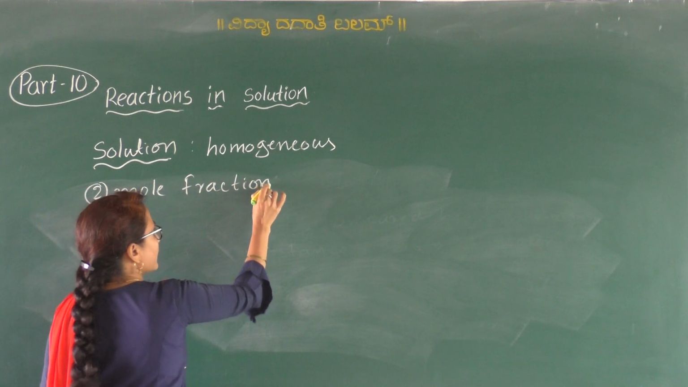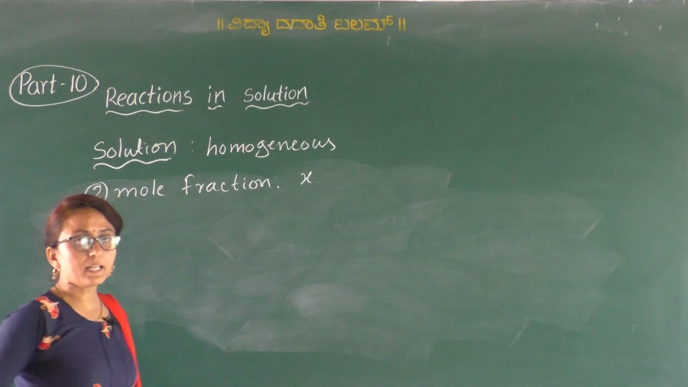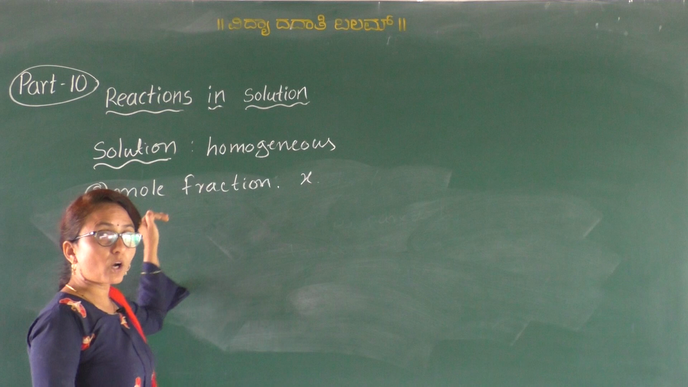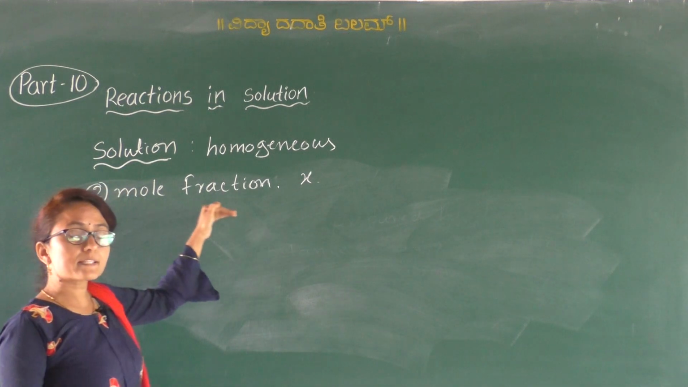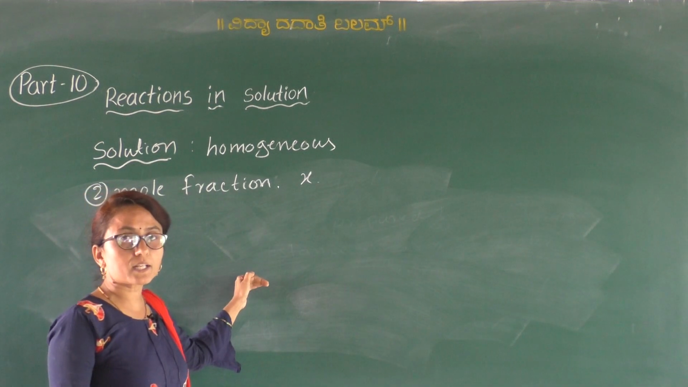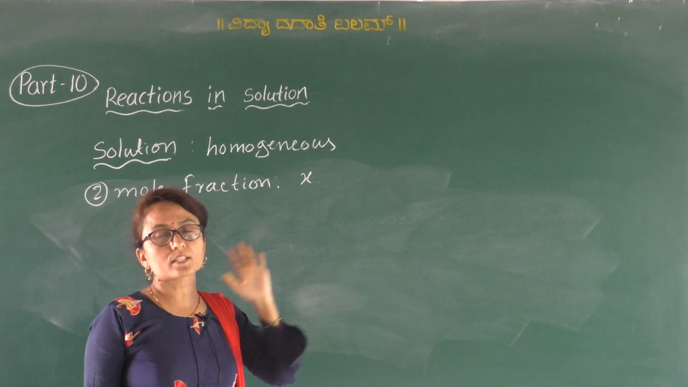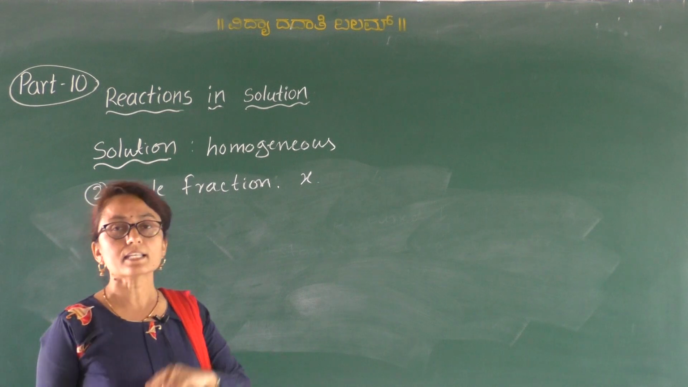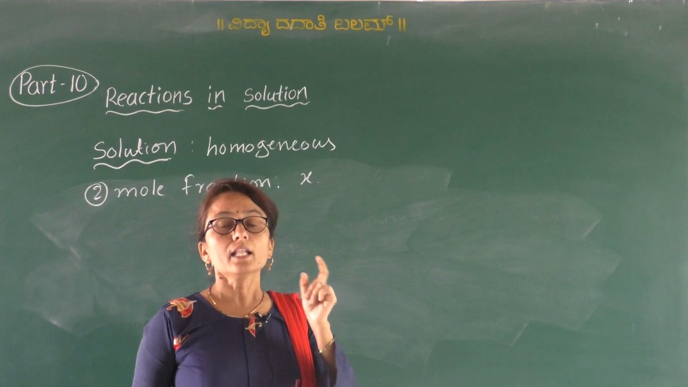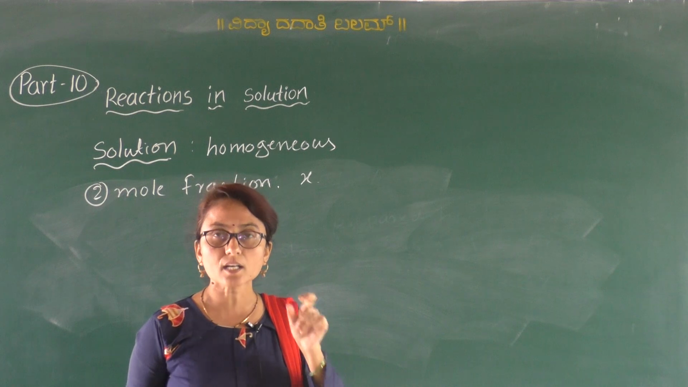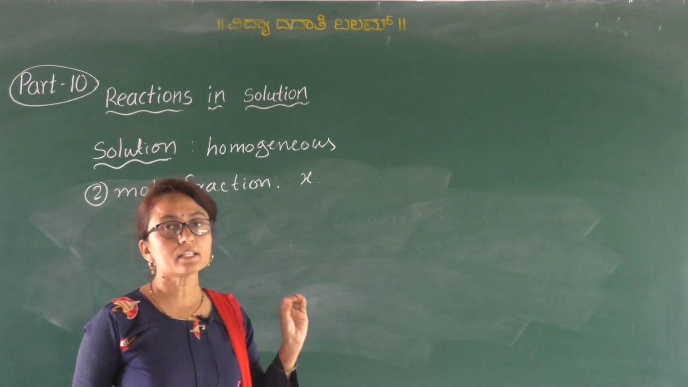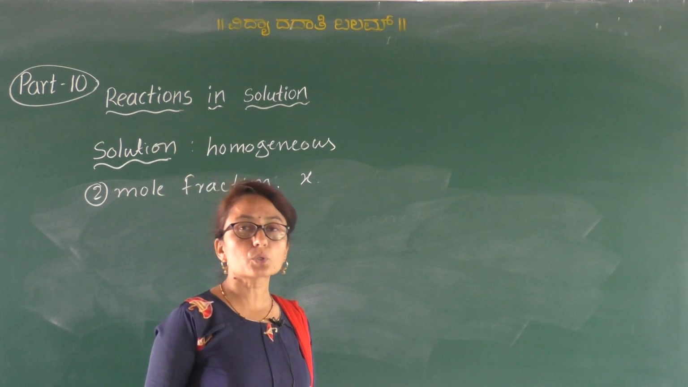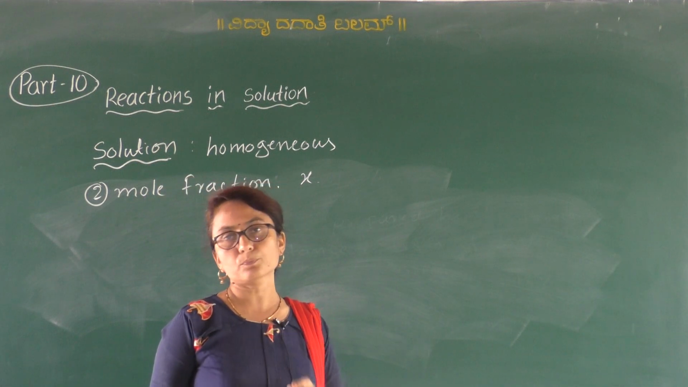Mole fraction is represented by the symbol X. In mole fraction, we take the fraction of moles, that is the number of moles of the solute and the total number of moles of the solution. So mole fraction is defined as the ratio of the number of moles of the component, generally a solute, to the total number of moles.